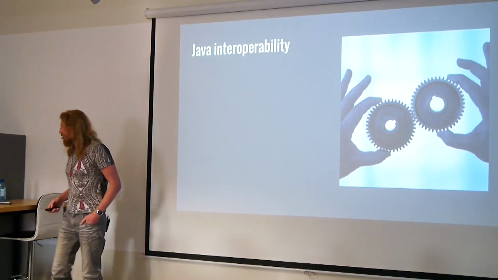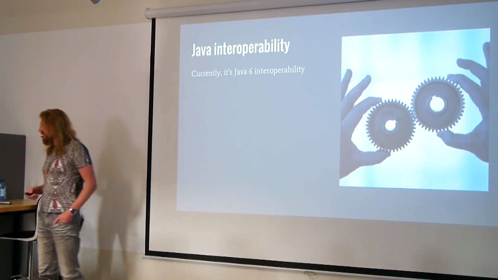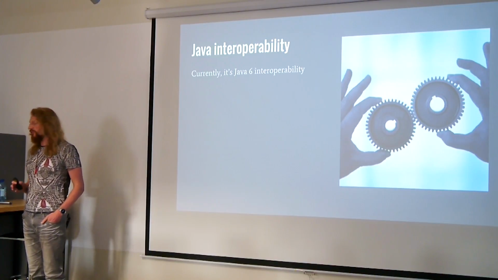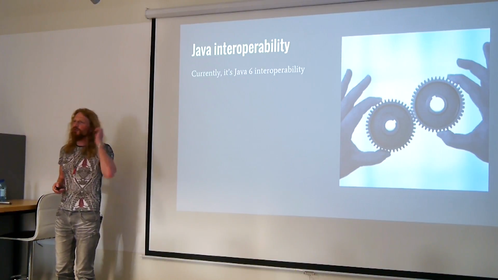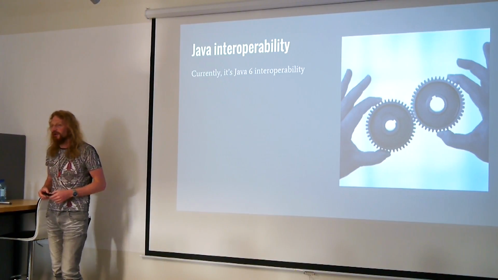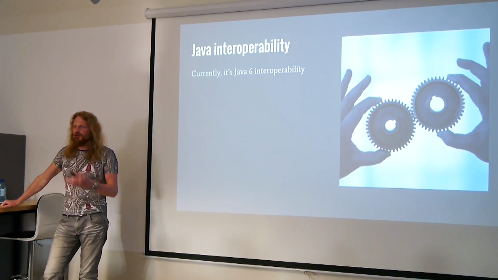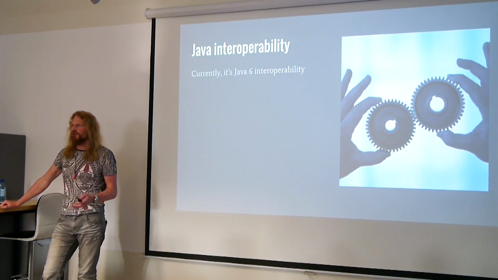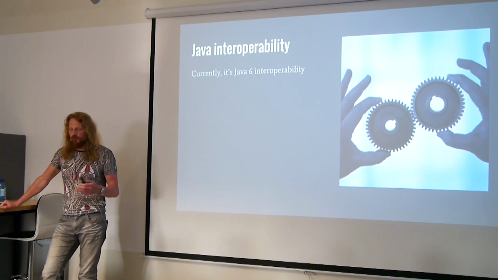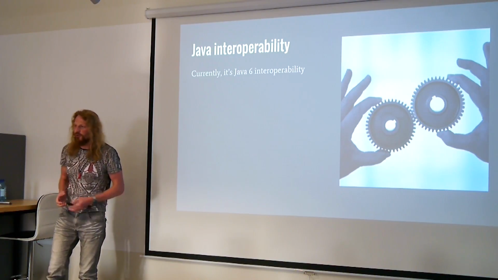So the promises of Kotlin. Java interoperability. One of the nuances is that it is actually Java 6 interoperability. So it's also a good thing because you can use Kotlin in Android or in Google App Engine or in some environment where Java 8 is not yet supported. You can already use all the power of Kotlin.